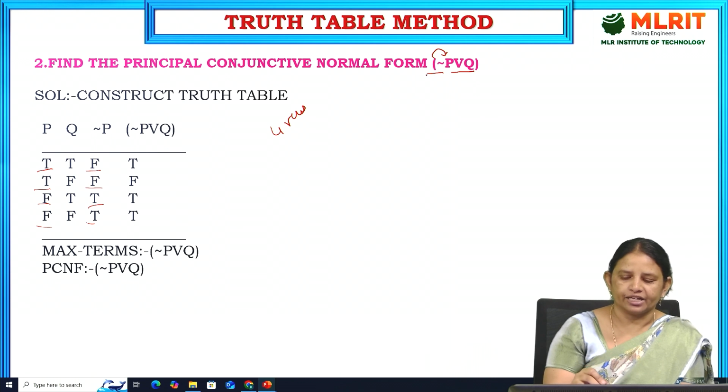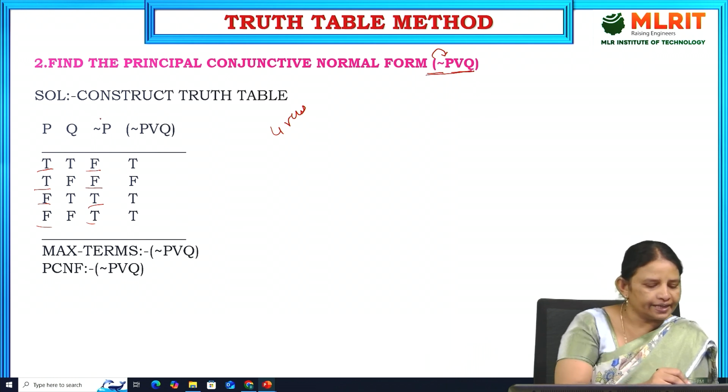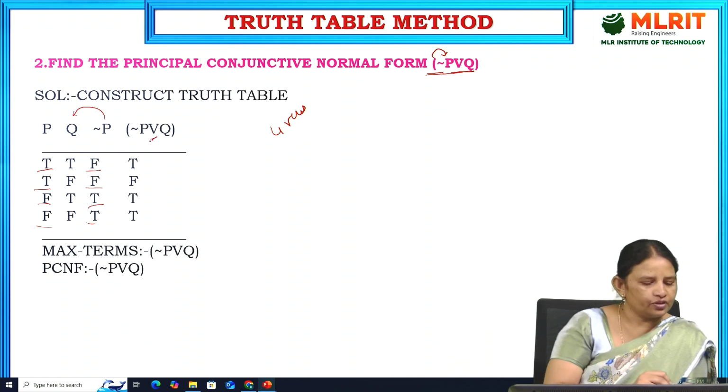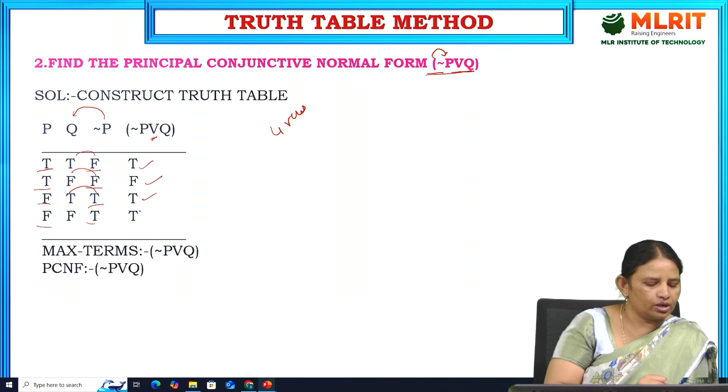Again take negation P or Q. Take the negation P and Q, and apply the OR operator. So this is an OR operator, so we apply: false, true is true only. False, false returns false. True, true is true only. True, true.